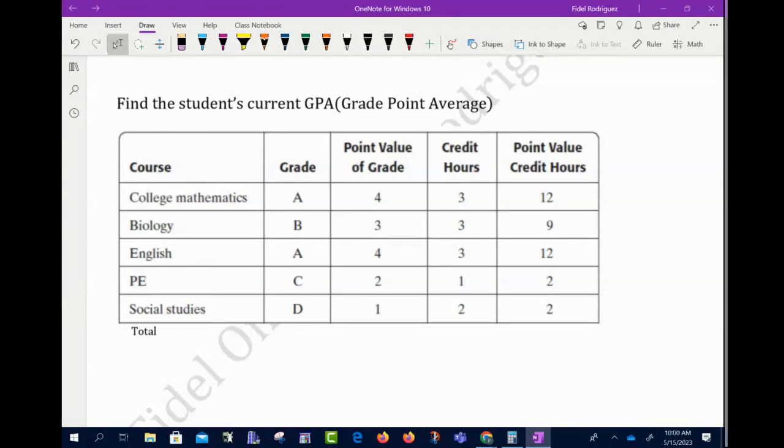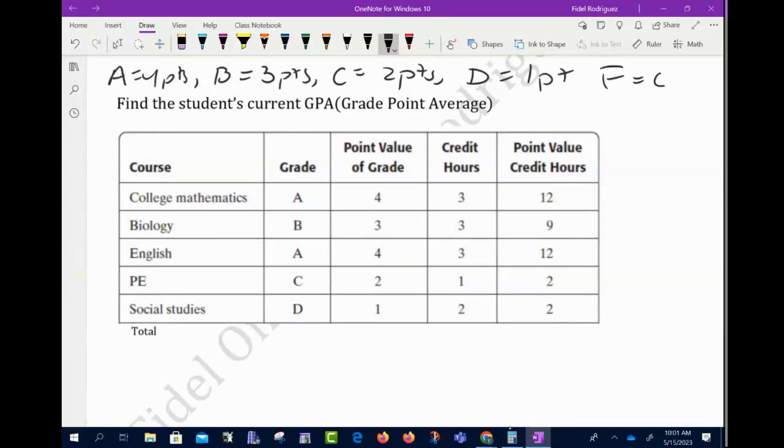So y'all, every grade has a point value. A's are worth 4 points. So let me write this up here on the top. A's are worth 4 points. B's are worth 3 points. C's are worth 2 points. D's are worth 1 point, and F's, unfortunately, no points, okay? Now, this is what we're going to do, y'all.